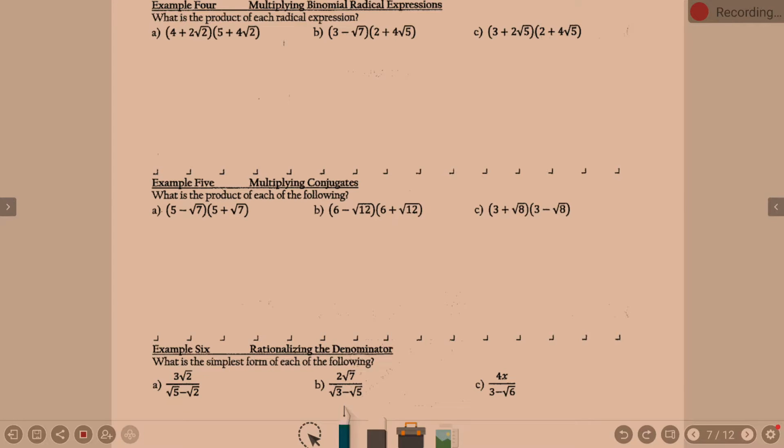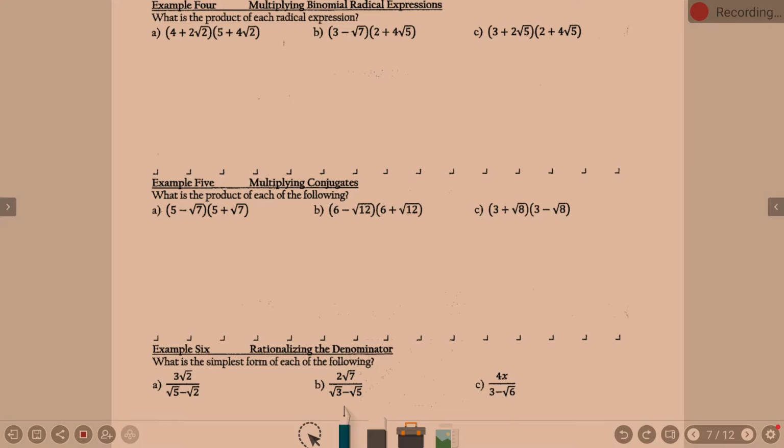Example 4. I know today's whole lesson is supposed to be about adding and subtracting, but there's a lot of places where adding and subtracting matters. So example 4 is multiplying binomial radical expressions. So basically multiplying when there's 2 terms in a parenthesis times 2 terms in another parenthesis. So what is the product of each radical expression? Well, when you look at A, 4 plus 2 square root of 2 times 5 plus 4 square root of 2. What's a process you know here?